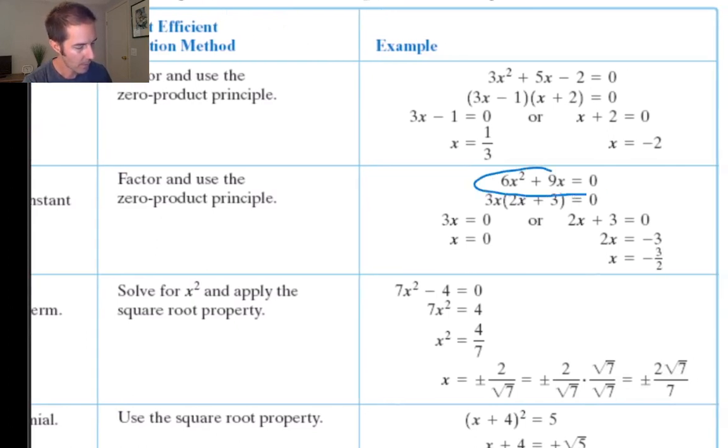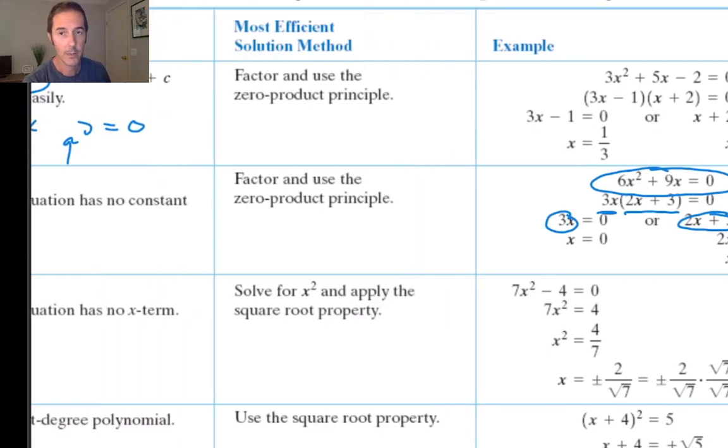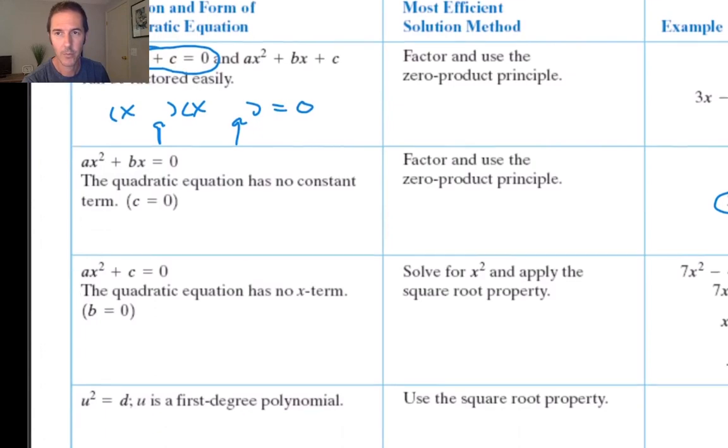So for this second scenario, notice that we don't have a constant value. There's no c value. So all they did here was factor out a GCF, a greatest common factor, and then use the zero product principle. They factored out the 3x. That left them with leftovers of the 2x plus 3. Now you've got the product of two things equal to 0. A times b equals 0. So they set a equal to 0, they set b equal to 0, and then they solved those little equations. That's really nice. I like when that happens. Those problems are much faster to solve.